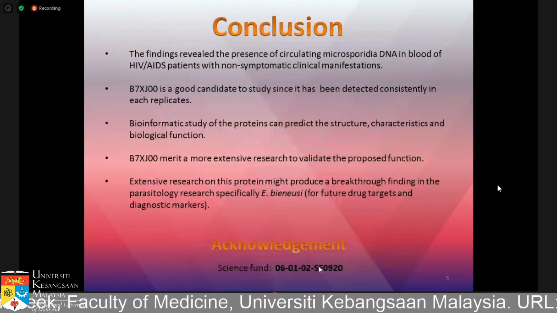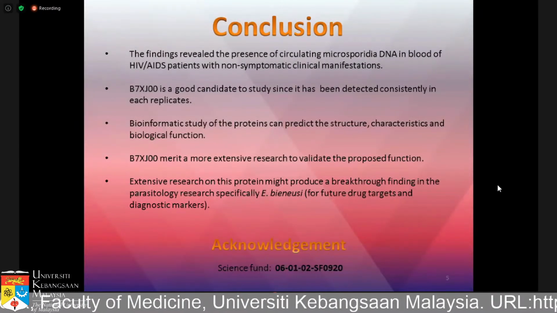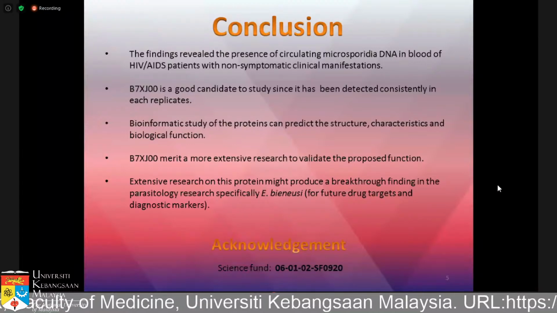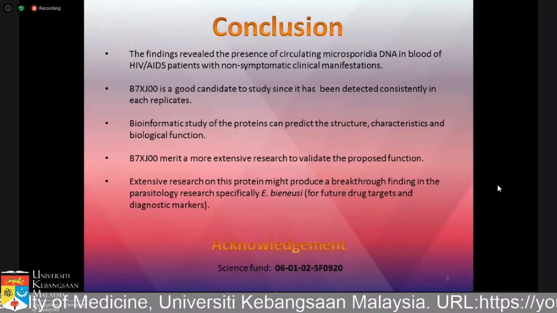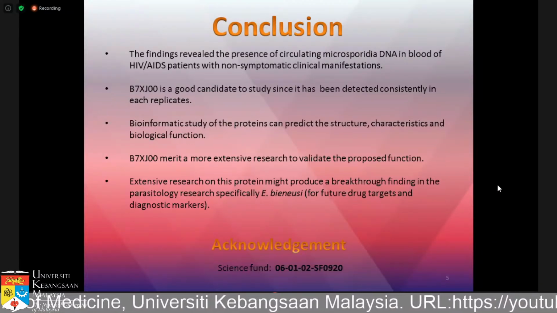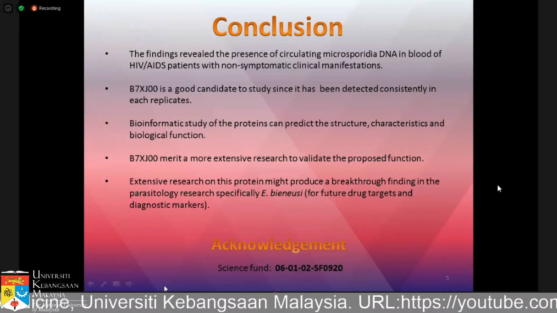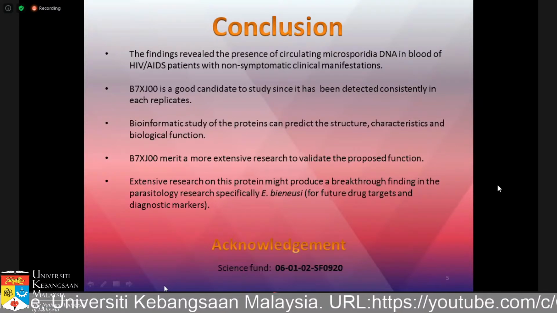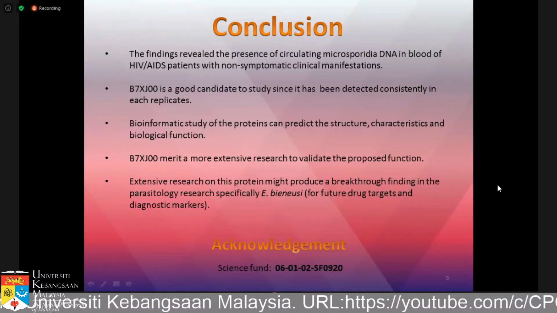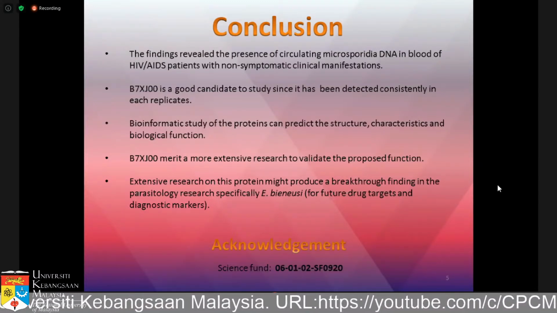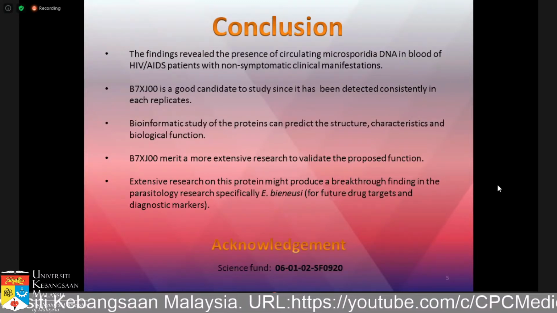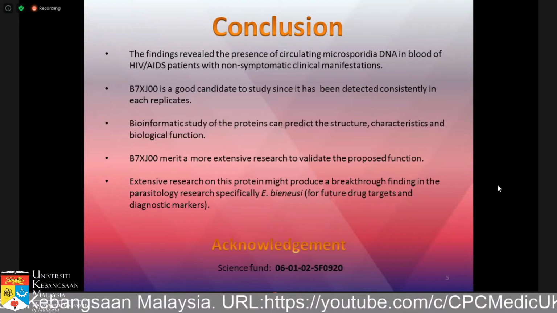So as a conclusion, this study is able to reveal the circulating proteins of E. bieneusi in the serum of HIV patients. So the proteins detected, B7XD00, B7XHF2, B7XIN4, merit further analysis, and it can serve as a potential diagnostic biomarker for disseminated microsporidiasis. Thank you.